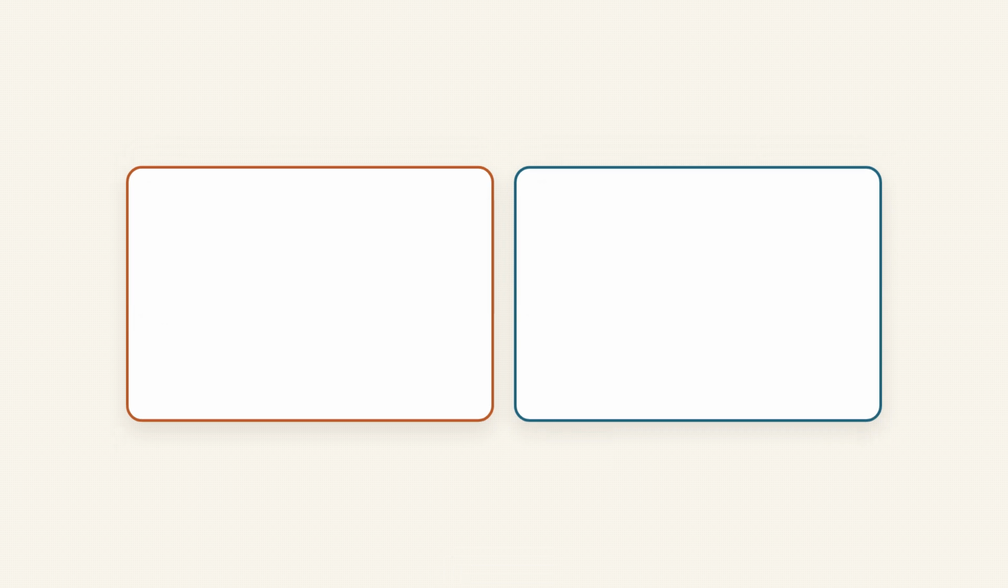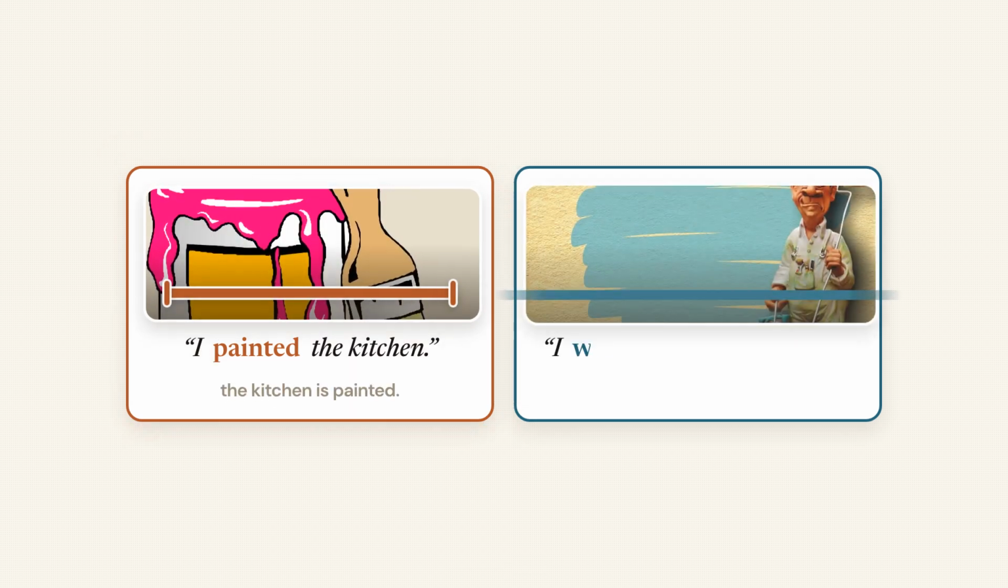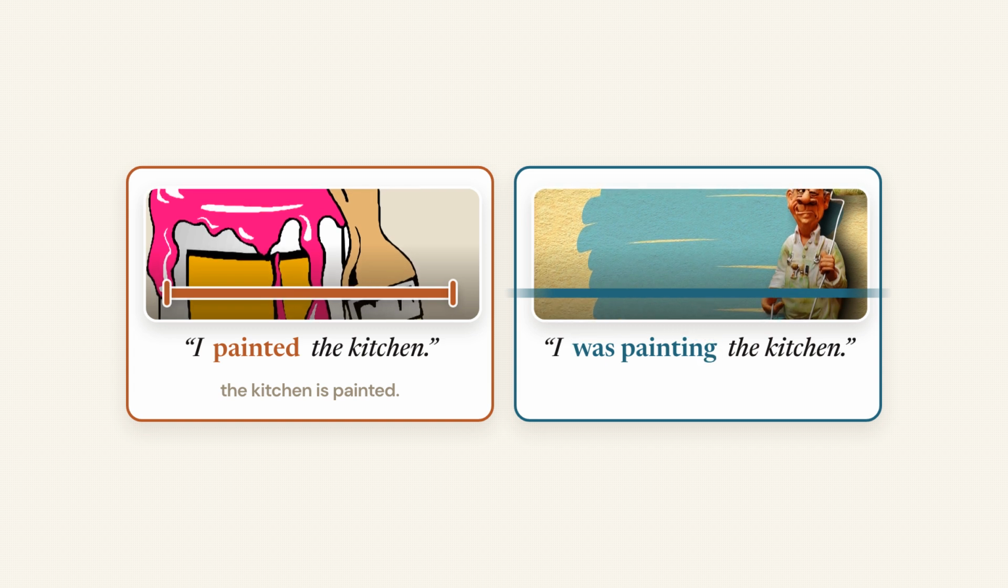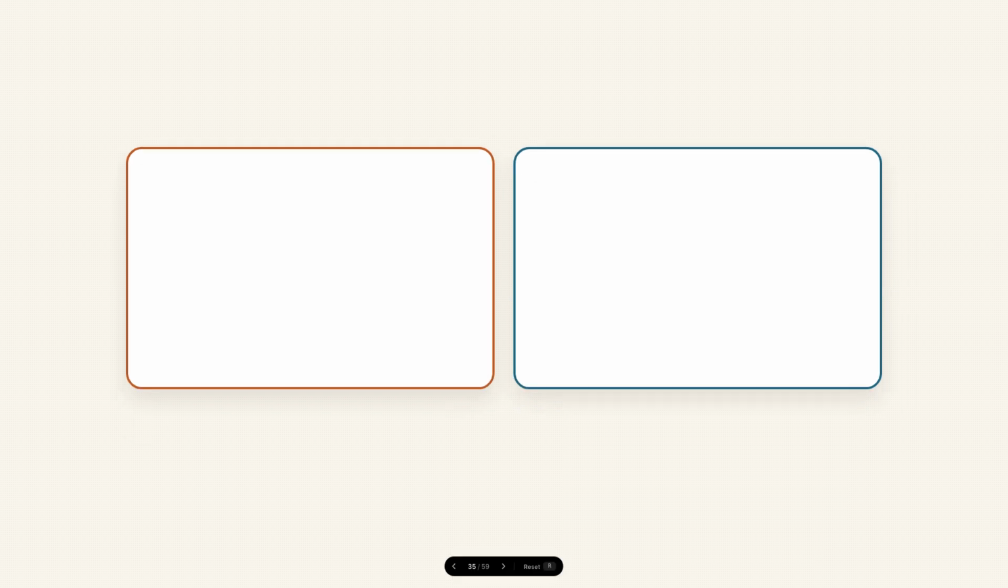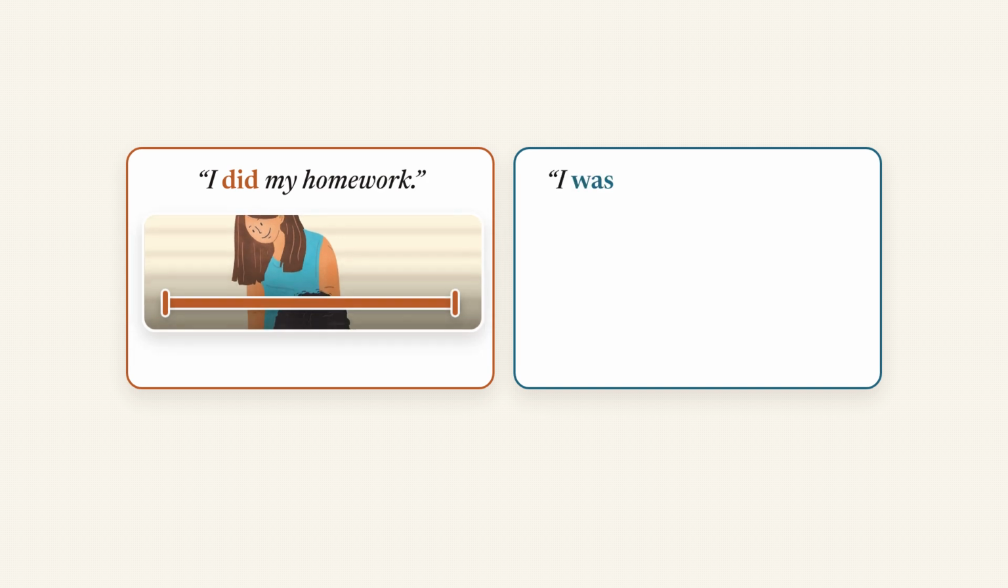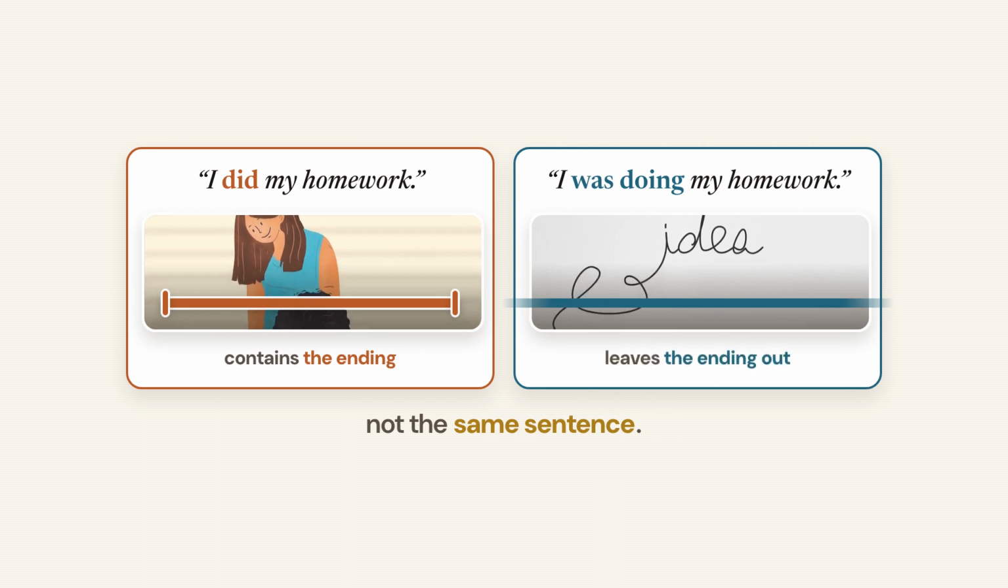Another one. I painted the kitchen. Whole action. The kitchen is painted. I was painting the kitchen. Middle only. Brush in your hand, half a wall still white. This is why I did my homework and I was doing my homework are not the same sentence. One of them contains the ending, the other one carefully doesn't.